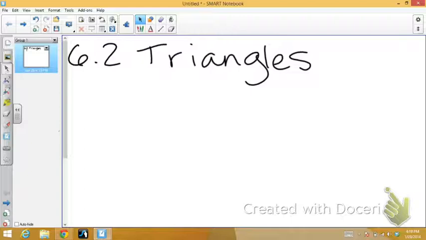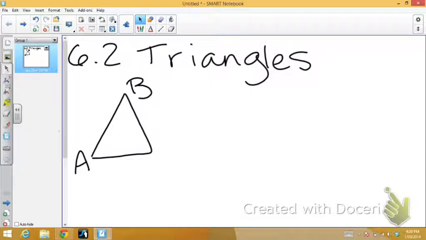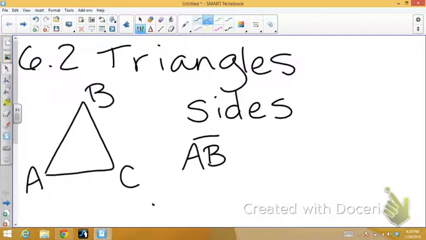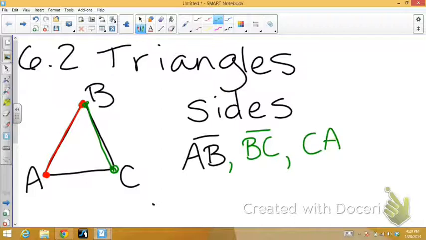So today we're going to be focusing on triangles. And when we talk about a triangle, it has 6 parts. It has its sides and its angles. So we have 3 sides. If I label this triangle ABC, then I would have side AB. So that would go from the point A all the way to point B. I have side BC, going from B to C, and side CA, going from C all the way to A.